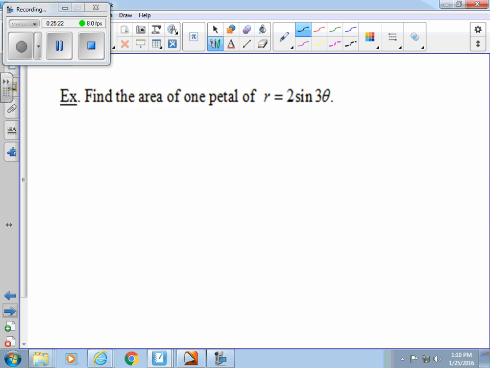Area of one petal. What does that mean that I need to know? Okay, maybe how many petals? There's 3, maybe 4. In particular, I need to know where to integrate from and to. Would you agree with that? That's the possible problem, to find where to integrate from and to.